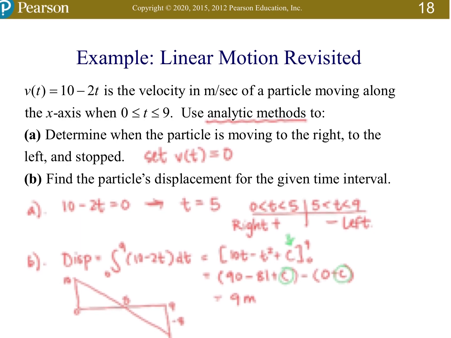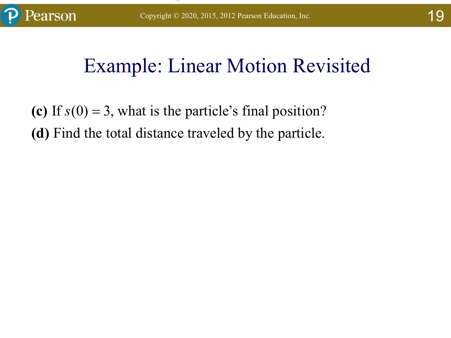Okay. Right? Okay, so now, part C. If S of 0, that's the position at 0, is 3, so now we have the starting position. What is the particle's final position? So we do have the starting value, and so we would, okay, 3 plus 9, it's actually sitting at 12 meters when we take those two things into account.